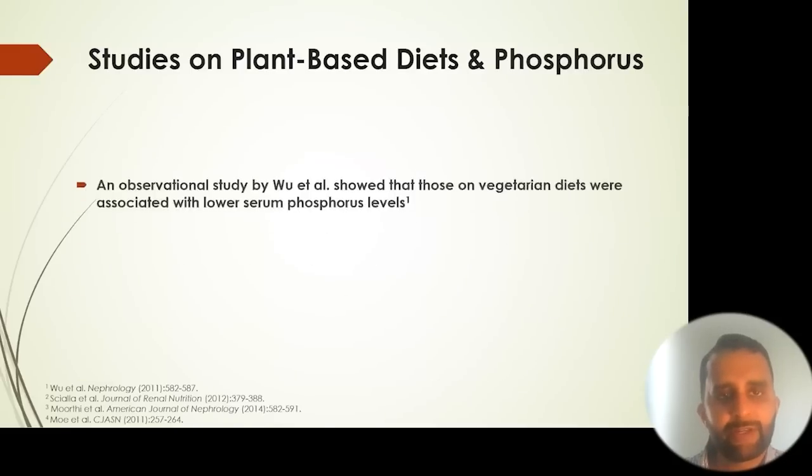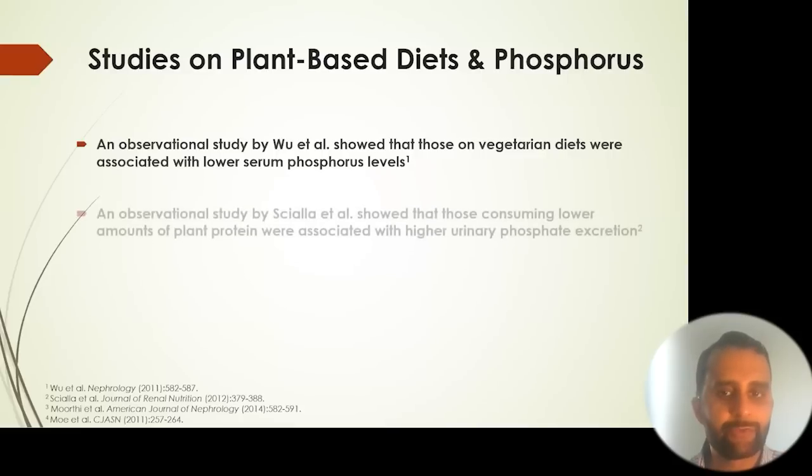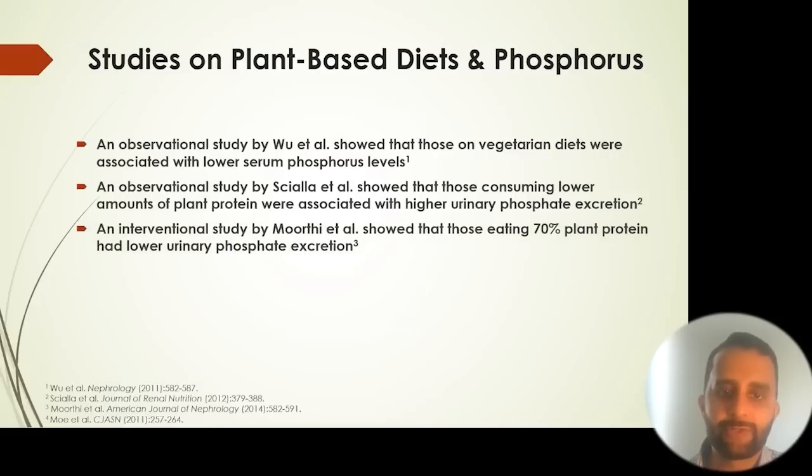There have been a few studies on this issue, not too many, so we can go through them. There's an observational study that those on a vegetarian diet were associated with a lower serum phosphorus level. Another observational study showed that those consuming lower amounts of plant protein were associated with higher urinary phosphate excretion, suggesting higher absorption of phosphorus with animal proteins.